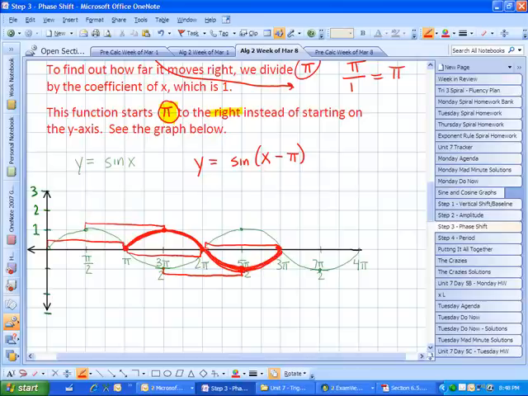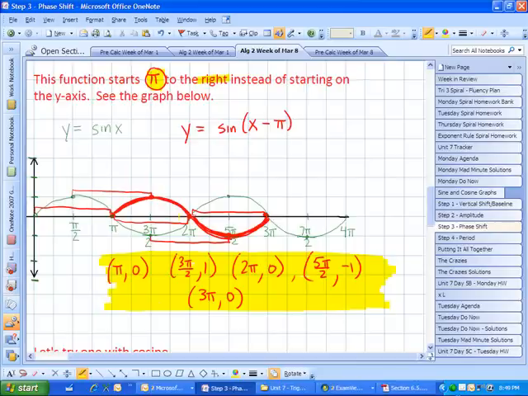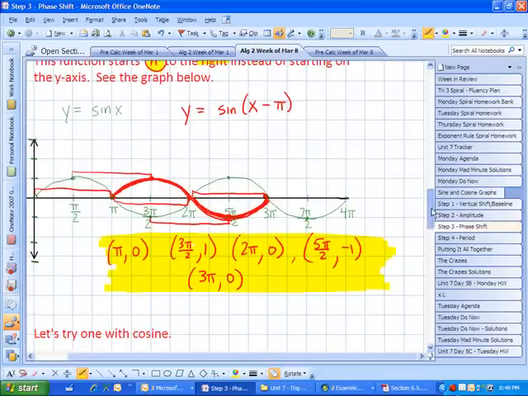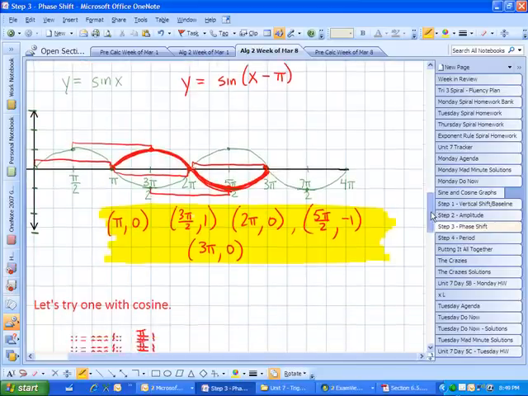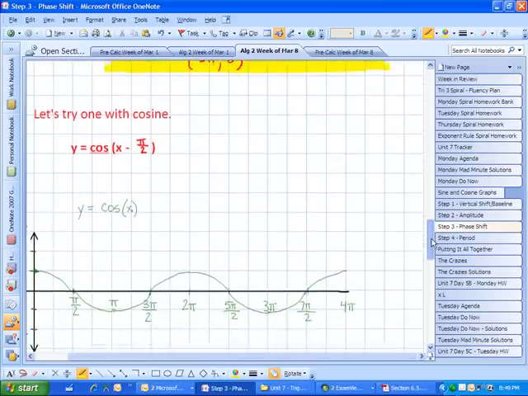How are we doing on that? Does that make sense? I hope so. So let's get our power points listed down here. There they are, your power points. Congratulations. Now, moving down to one where we try with cosine.